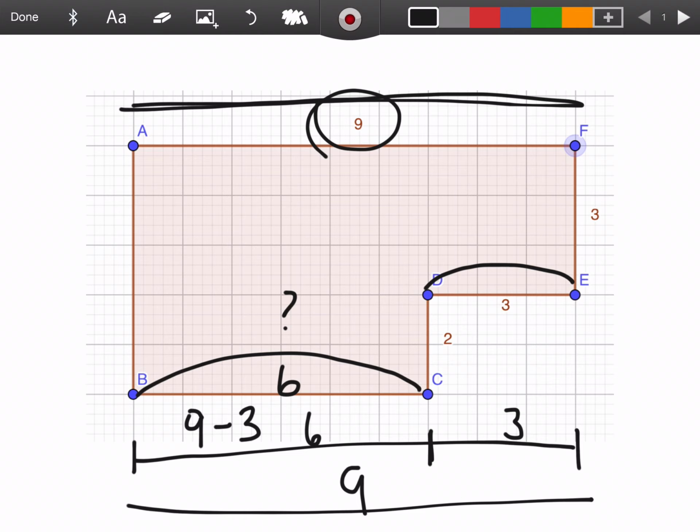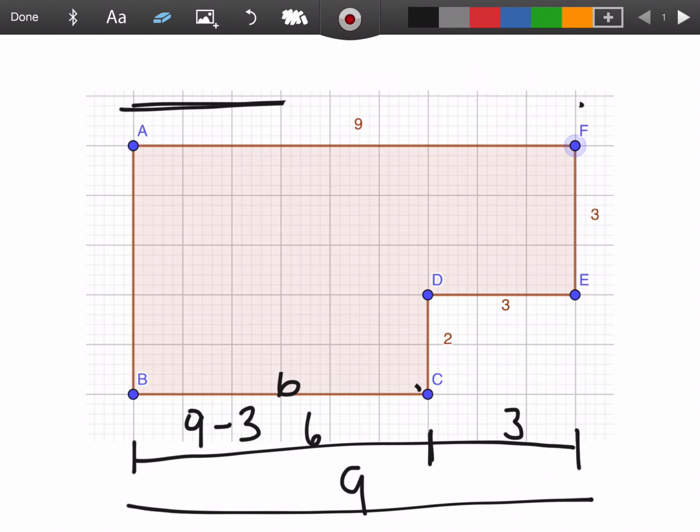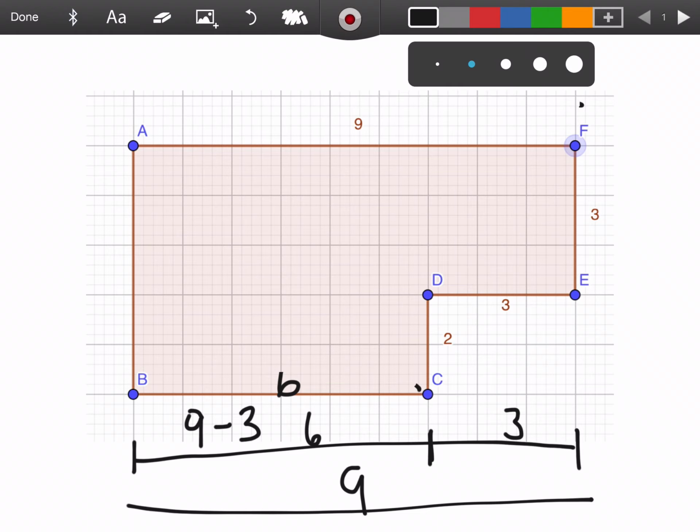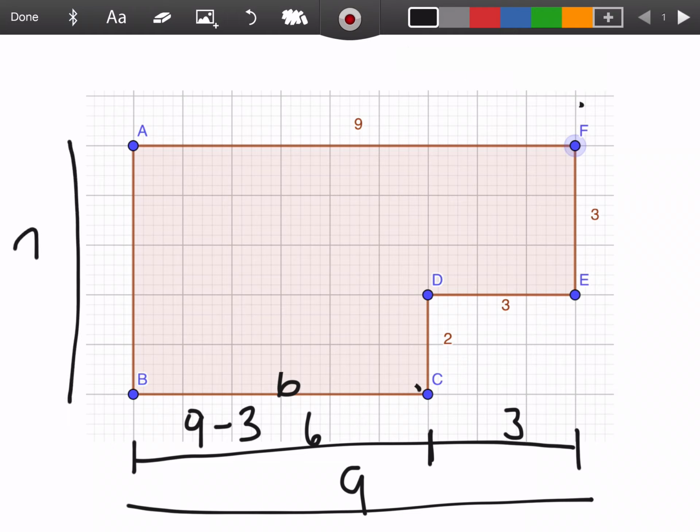We can also take a look at our vertical piece. So let me erase some of this out of the way. If we look at our vertical distances now, do we know? Well, we don't know what our distance is from A to B. That's unknown at this point. We do know the distance from F to E is 3 units, and we know our distance from D to C is 2 units, which means that the entire height is going to be the 3 plus 2. So we know our distance from A to B is 5 units.